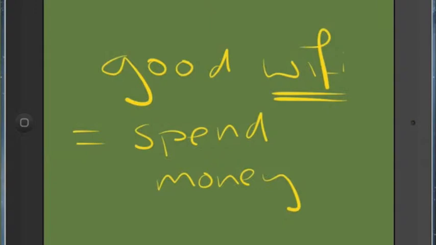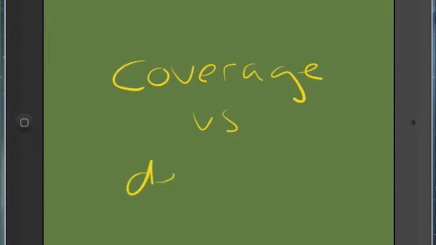Now, I'm not going to spend lots of time trying to explain the intricacies of Wi-Fi, because potentially that's not your job, but let's just break it down to its most simple idea. When we talk about Wi-Fi and getting it right, we're talking about the difference between having coverage and having density on your campus. What I mean by that is, let me try and explain with a very simple diagram.